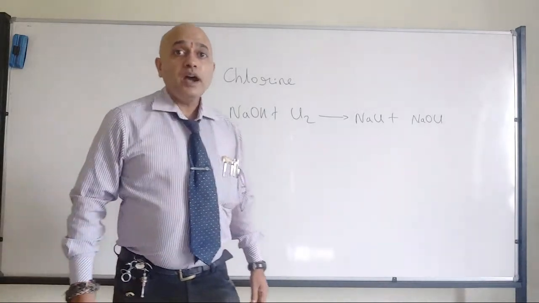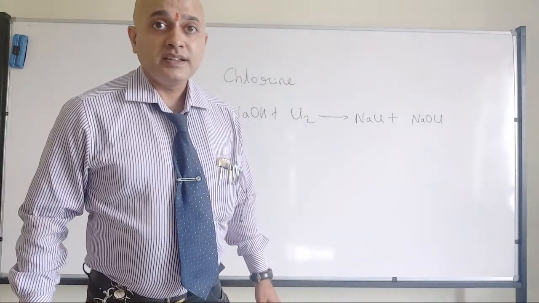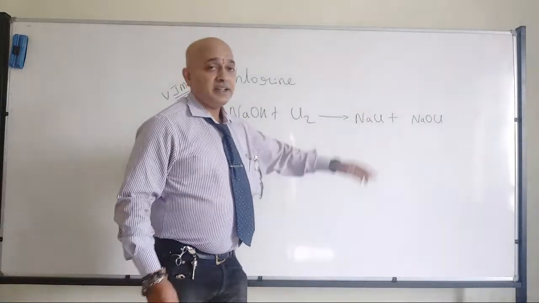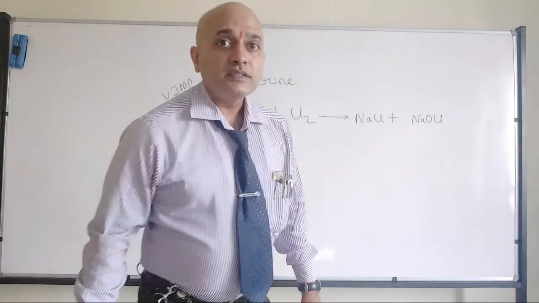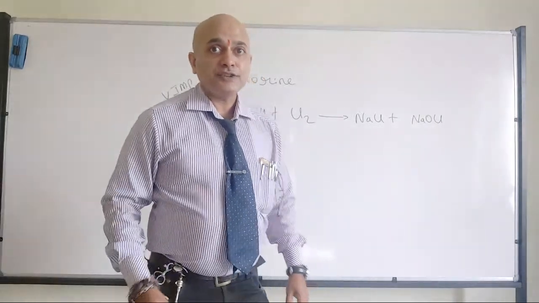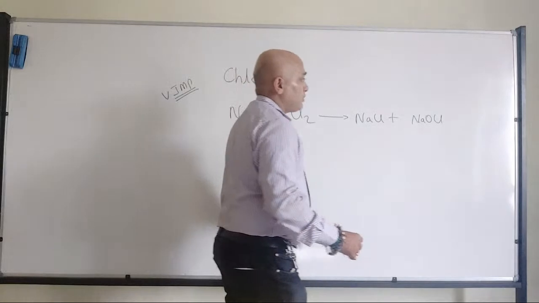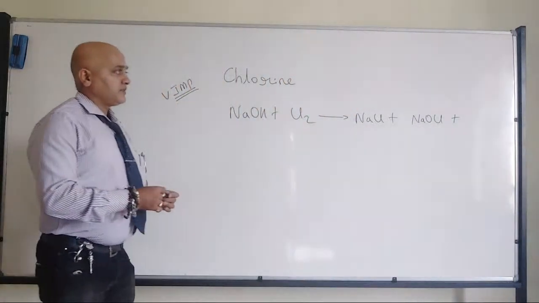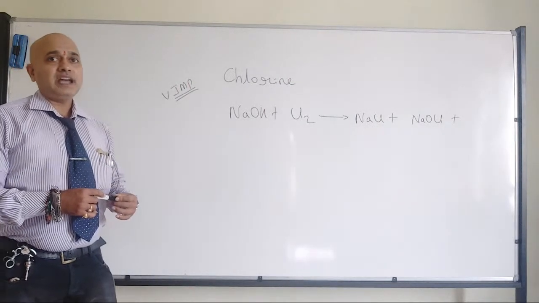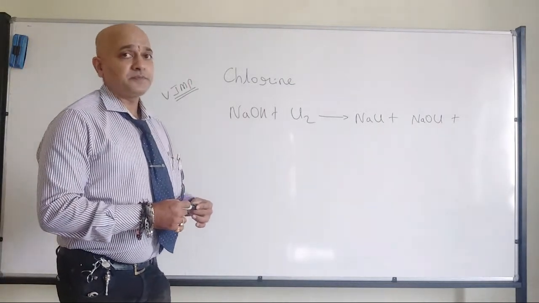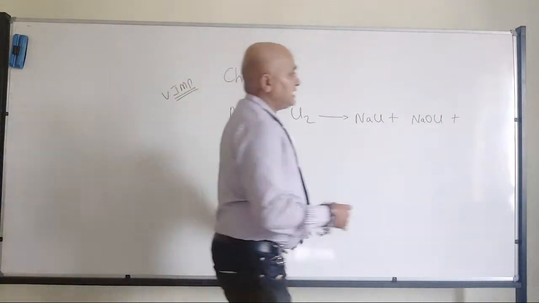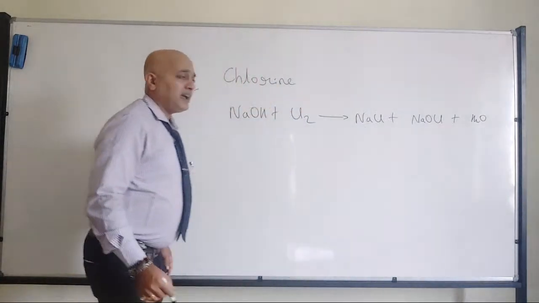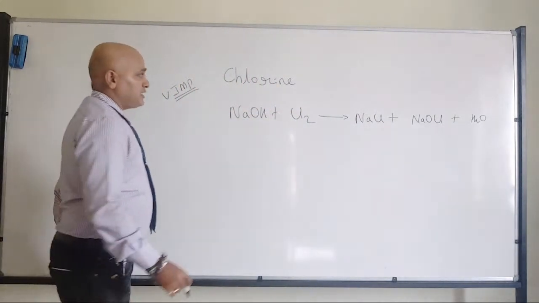NaOCl, sodium hypochlorite. Right? Sodium hypochlorite. So that's where NaOCl. Next one. Okay? Sodium hypochlorite plus, what should be another product which we have not written on the right hand side? That is H2O. Fine? So we have to balance the equation, right?